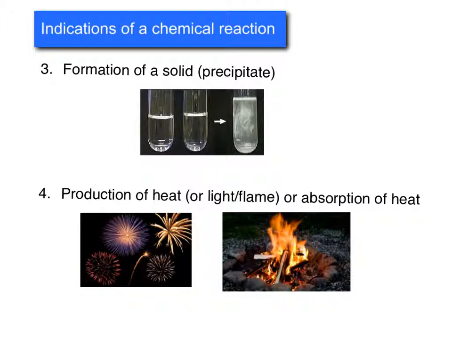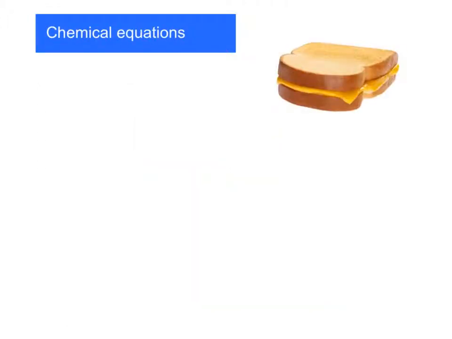All right, and then the last one is production of heat, or sometimes light or flame, or the absorption of heat. So if you mix 2 things together and they get substantially hotter or colder, then that indicates a chemical reaction. So fireworks and just burning a fire are 2 examples that you might be familiar with from your everyday life. Now, a chemical equation is what we use to tell us what is happening during a chemical reaction.